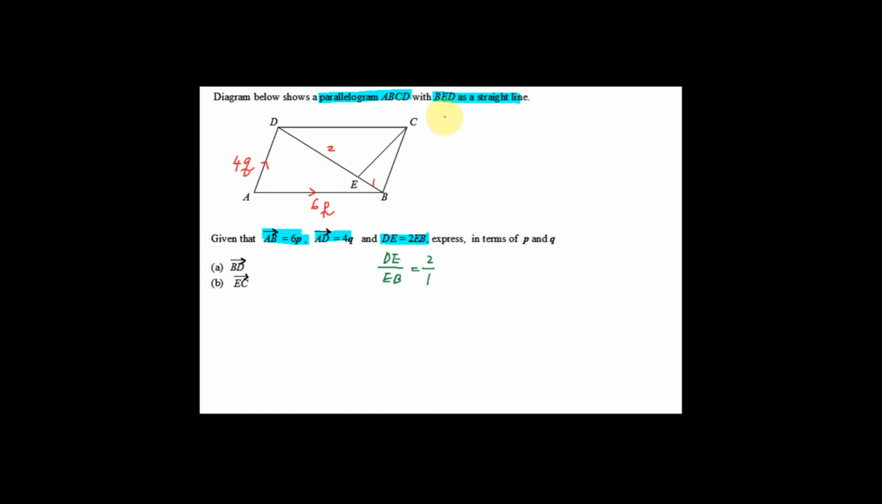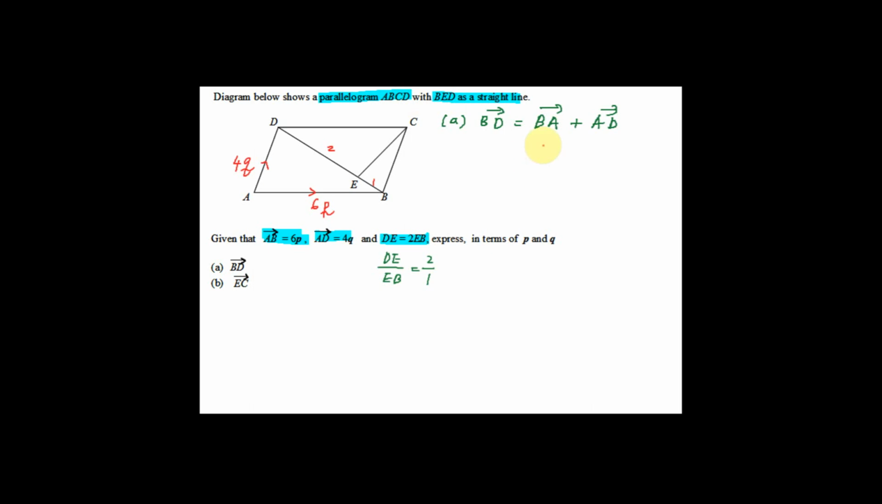So where's BD now? Very simple, BD is here. This vector is here. Listen carefully, for vector, the direction is very important. So if you want to find vector BD, you will start with B first. So you have BA plus AD.